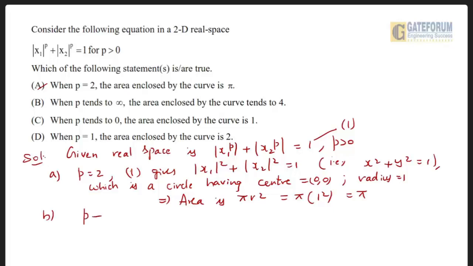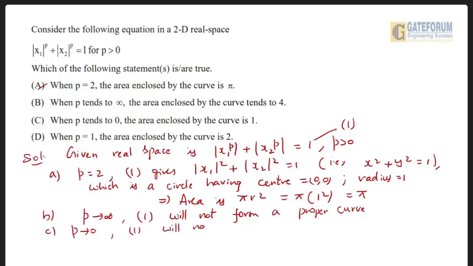When p tends to infinity, this does not represent a curve. Okay, it will not form a proper curve, x power infinity, y power infinity. Is it a curve? It will not form a proper curve. Now see, p tends to 0. That is also not a curve. 1 plus 1 is not equal to 1. It will not form a proper curve.